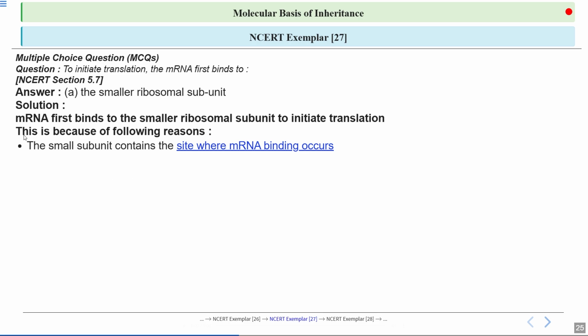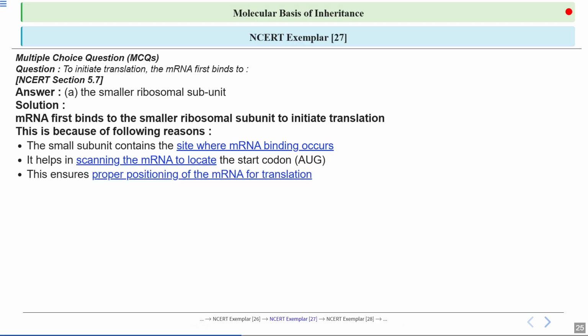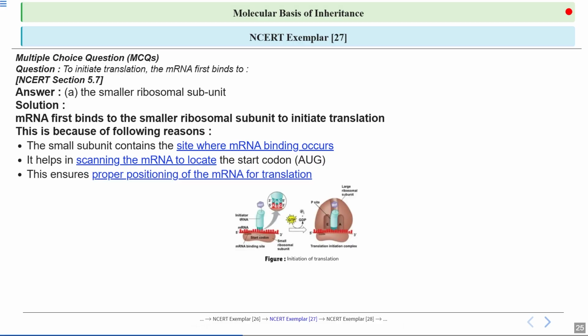Okay, the small ribosomal subunit contains the site where the mRNA binding occurs. So mRNA binds to the small ribosomal subunit. It helps in scanning the mRNA to locate the start codon. Okay, it ensures proper positioning of the mRNA for the translation as well.